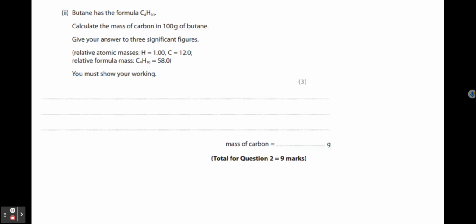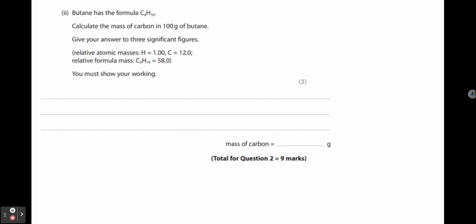Okay, and then the final part of this question: butane has the formula C4H10. It asks us to calculate the mass of carbon in 100 grams of butane and give your answer to 3 significant figures. Okay, so the relative atomic masses are given. Hydrogen is 1, carbon is 12, and the relative formula mass of butane is 58. So what we've got to do is calculate the mass of carbon in 100 grams of butane.